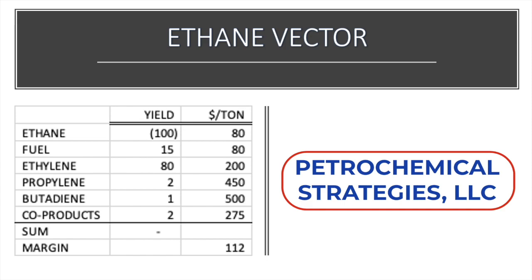If you apply the calculation I just showed in the generic model to the ethane vector, you come up with a margin for cracking ethane at $112 per ton. The price of ethane is highly correlated to the price of natural gas. With the collapse in crude oil prices, I wanted to look at a feedstock that was correlated to crude oil prices, so I looked at natural gasoline.